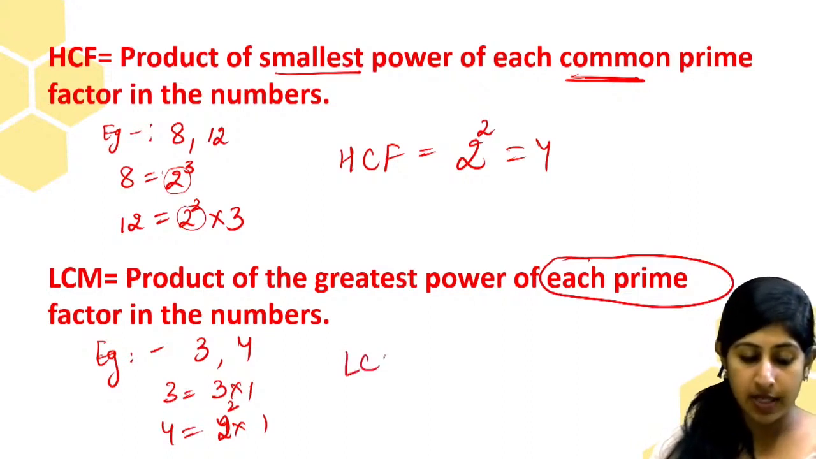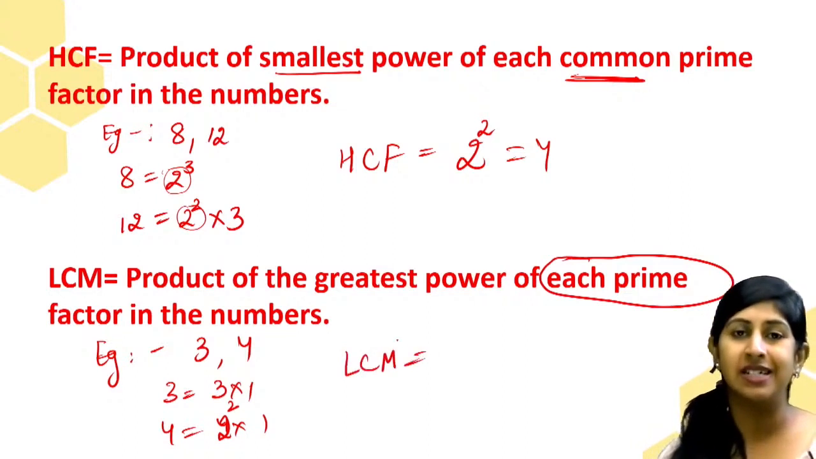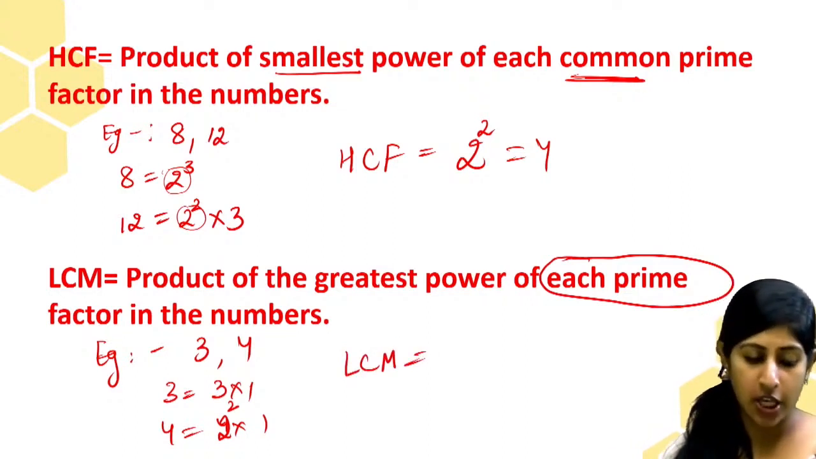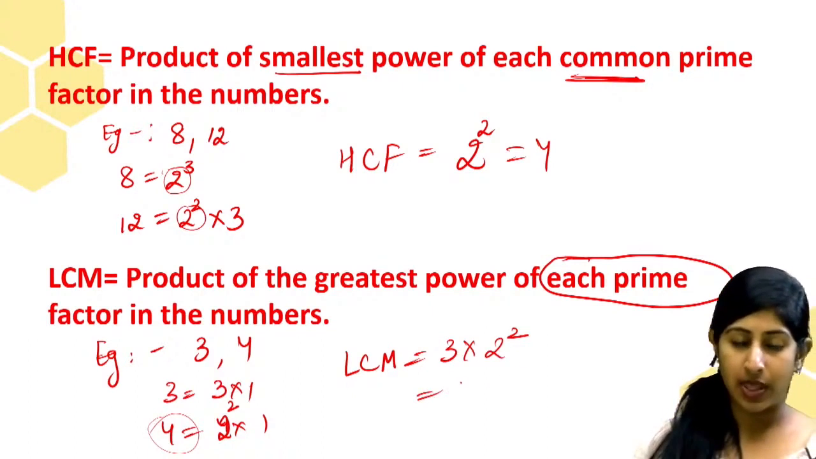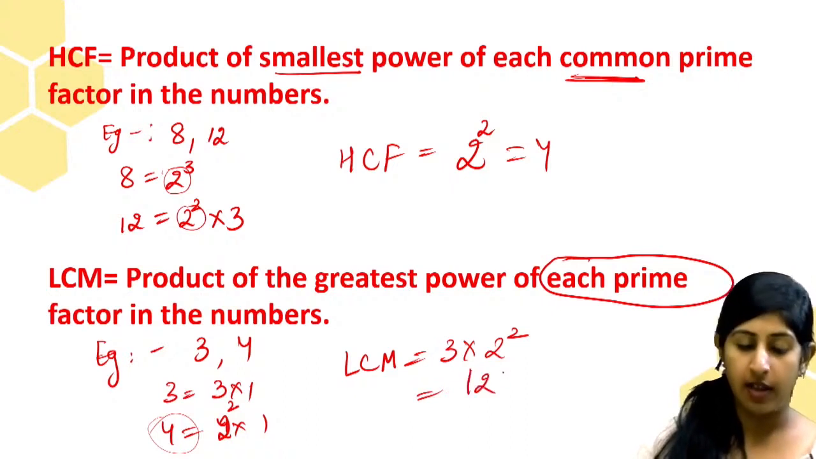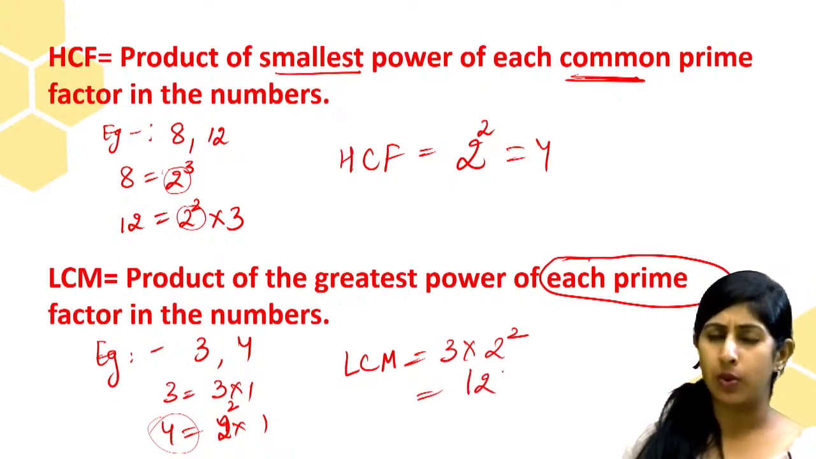So LCM is equal to, first of all taking the prime factors from the factorization of 3, that's just 3. And from here I have the prime factorization 2 square, so that means 2 square. So simply 3 into 2 square, that is 3 into 4, that is 12. And we got our answer as 12.